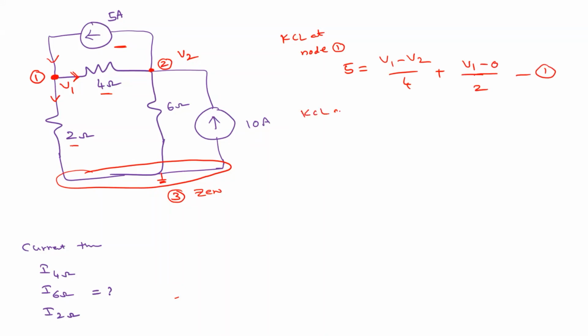Similarly, KCL at node 2. How many elements are connected here? 4 elements are connected, right? You have a 5 ampere source, a 4 ohm resistor, a 6 ohm resistor, and a 10 ampere current source. So 4 elements are connected.